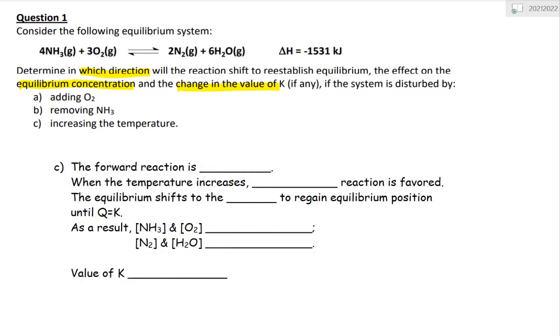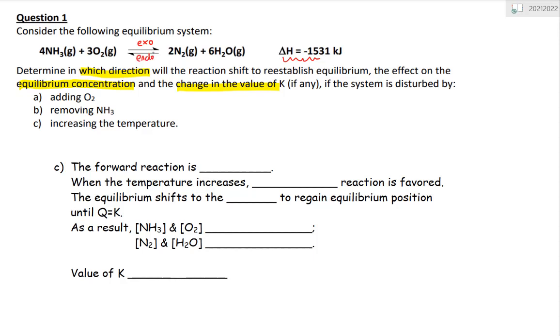So our last scenario, increasing the temperature. It's the same as increasing the temperature of the overall reaction. First of all, identify the type of reaction. Depending on your value of delta H, a negative value indicates that your forward reaction is exothermic. So the forward reaction is exothermic, and the reverse reaction will automatically be endothermic.